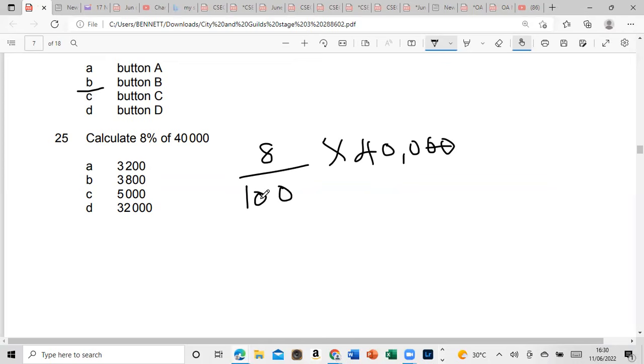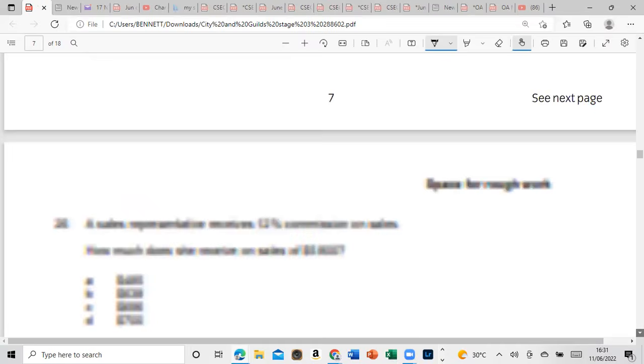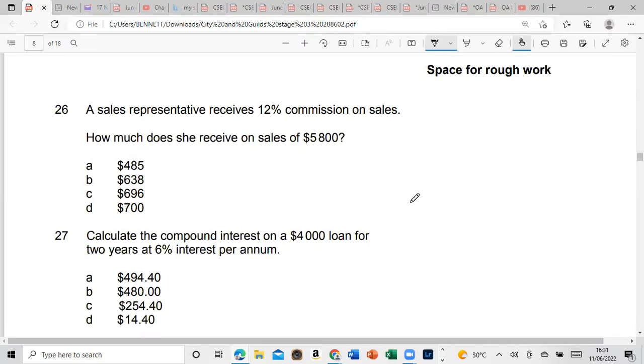All right, so we're just going to take off the 2 zeros, and then 8 times 400 is 3,200. So that would be A. All right, let's move on to 26.